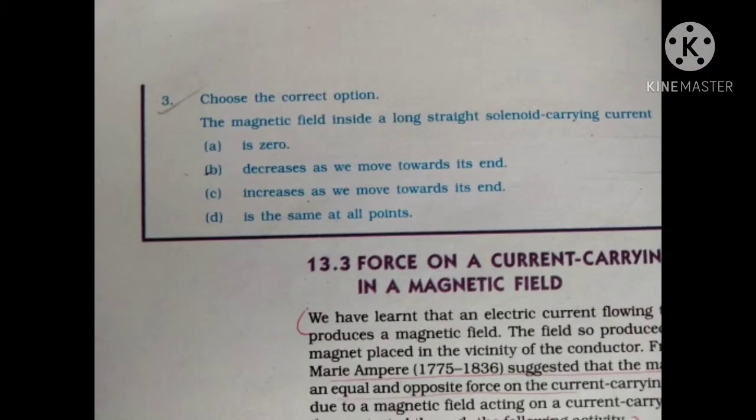Next, question number 3. Choose the correct option. The magnetic field inside a long straight solenoid carrying current is: zero, decreases as we move towards its end, increases as we move towards its end, or is the same at all points. Yes children, the answer is B, decreases as we move towards its end.